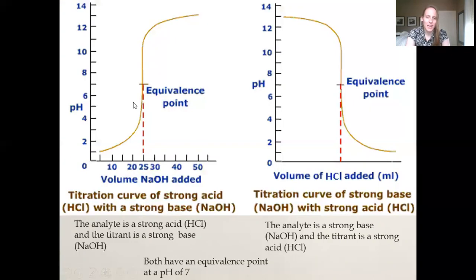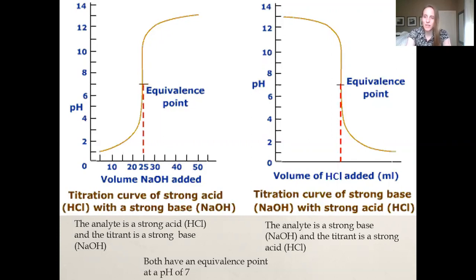So this is what these kinds of graphs could look like. If I was to ask you about a titration curve, I would ask you: what is the titrant, what is the analyte, and how strong are they?